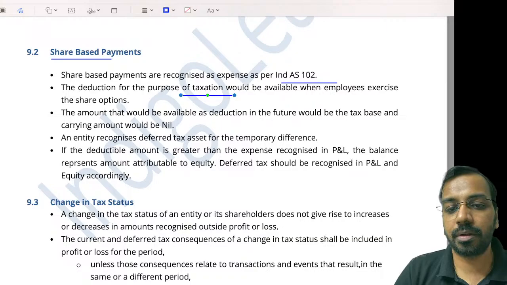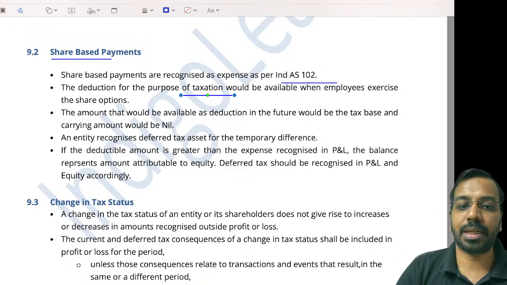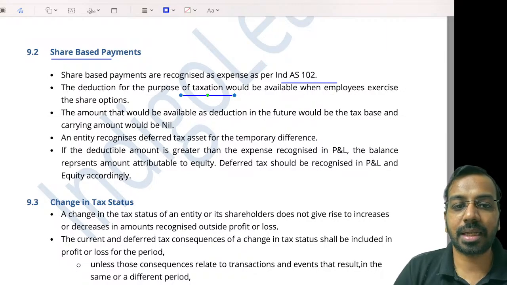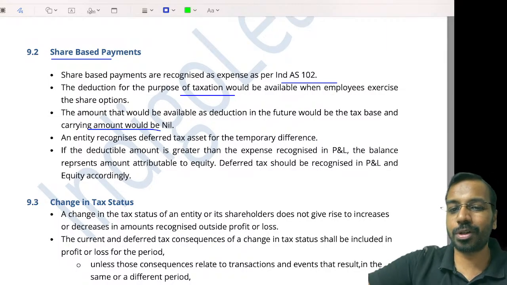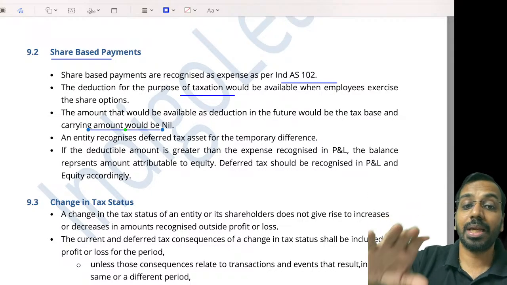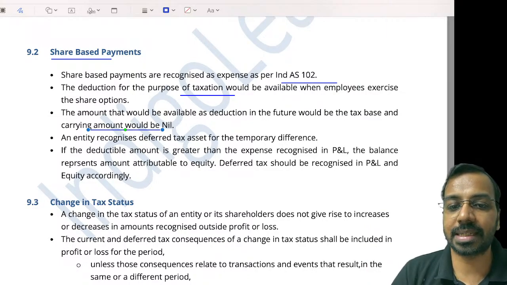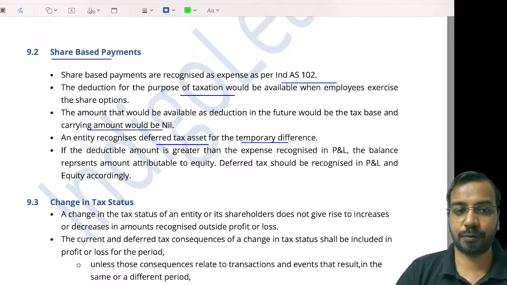So, whatever you will get as deduction in the future, that will be the tax base, and the carrying amount will be 0, because in the books there is nothing called share-based payment expense, but from the tax point of view, in the future you will have deduction. So you will recognize a deferred tax asset for the temporary difference.